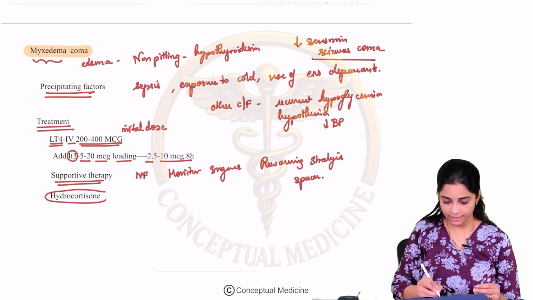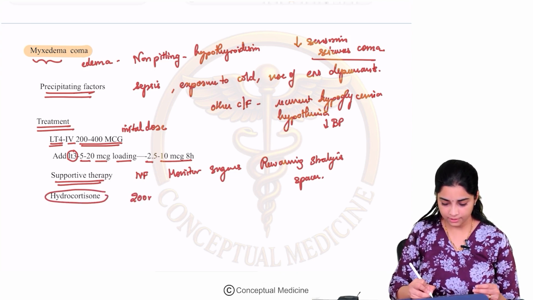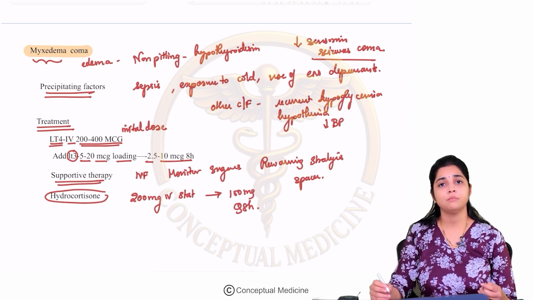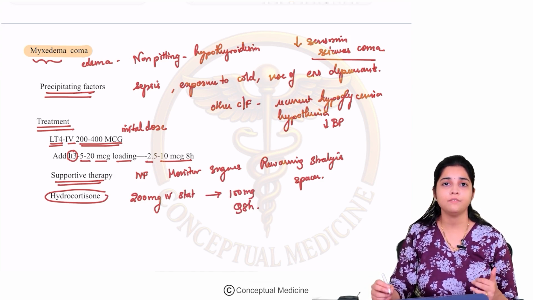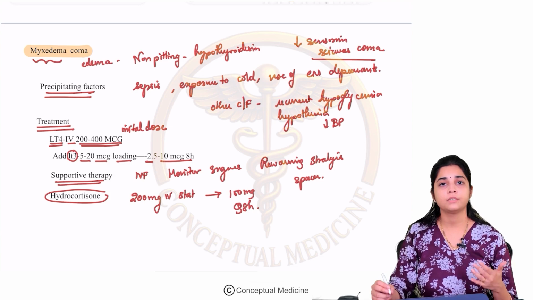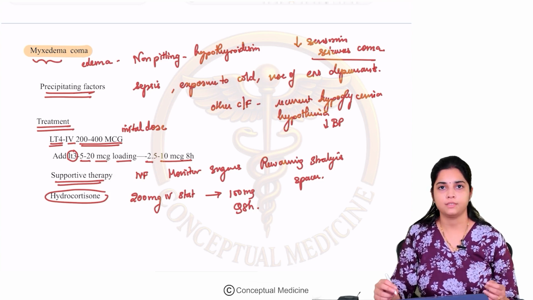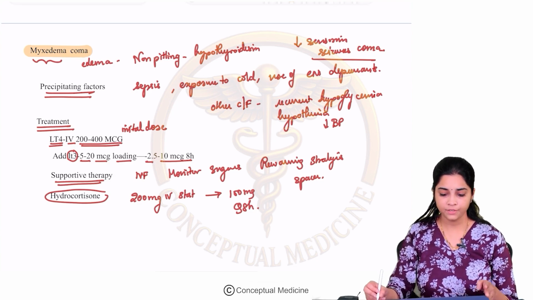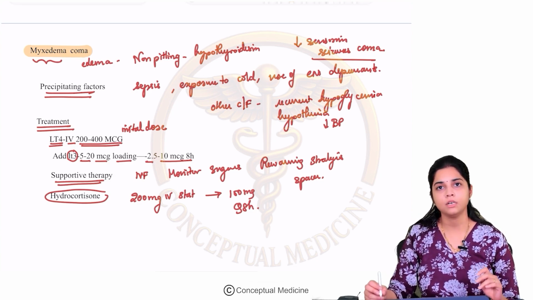And what is the role of hydrocortisone? It is given as 200 mg IV stat, followed by 100 mg maybe 8th hourly. Why? Because all these patients have an impaired adrenal reserve, and it is very important that you treat for adrenal insufficiency as well. That is why you give hydrocortisone. Okay, so this is about myxedema coma.